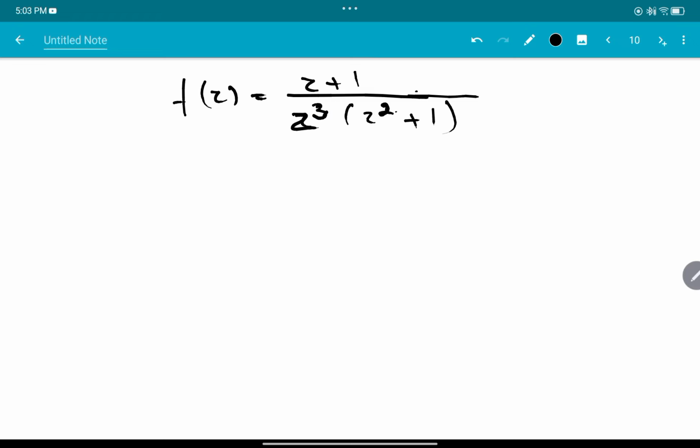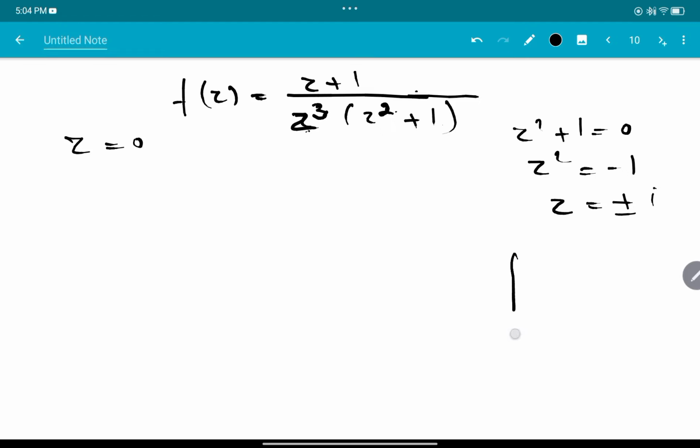First of all, let's see where the singularities are. One is at z equal to 0, a third order singularity, because the power is 3. And then there are two more singularities, where z squared plus 1 is equal to 0. That gives z squared is equal to minus 1, so z is equal to plus or minus i. Now you have the complex plane.